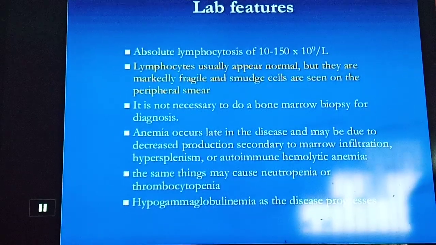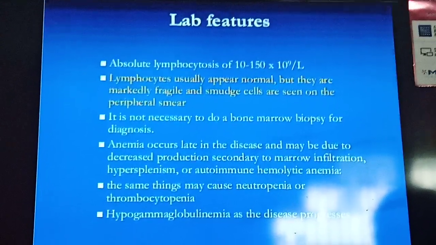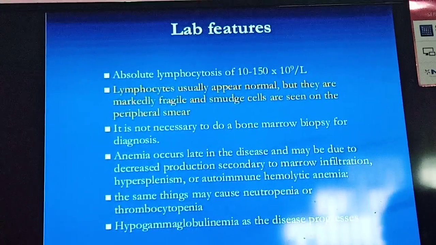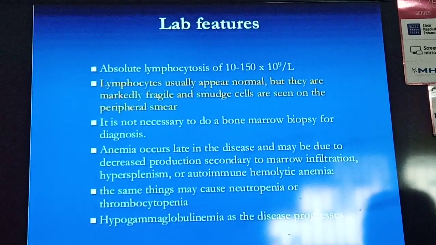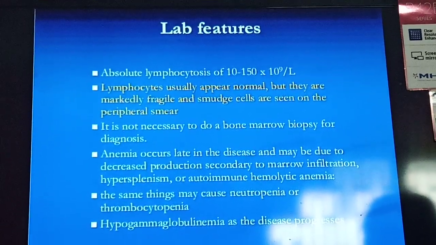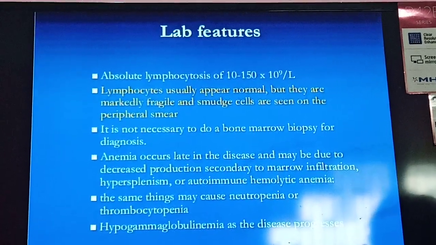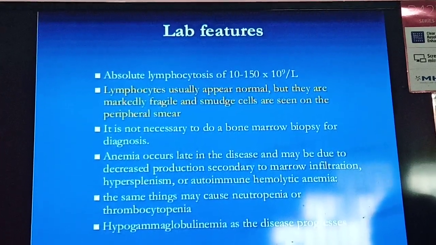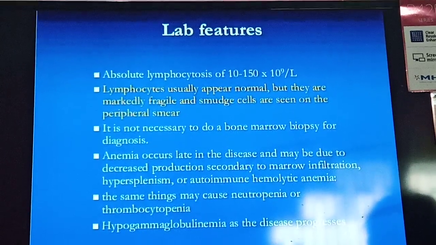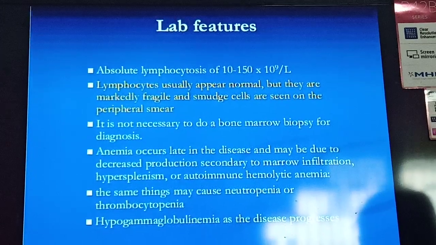So how do you diagnose CLL? The laboratory features: in the laboratory there is usually absolute lymphocytosis. So there is an increase in lymphocyte count, usually more than 10,000. The lymphocytes usually appear normal, but they are markedly fragile, and smudge cells are seen on the peripheral smear. So the lymphocytes are usually fragile.